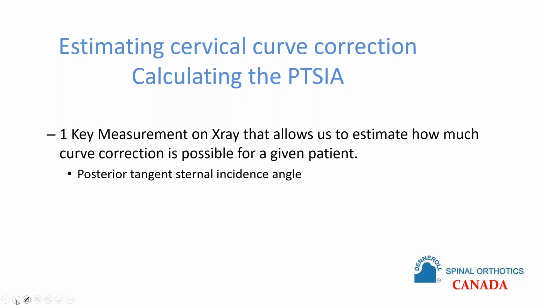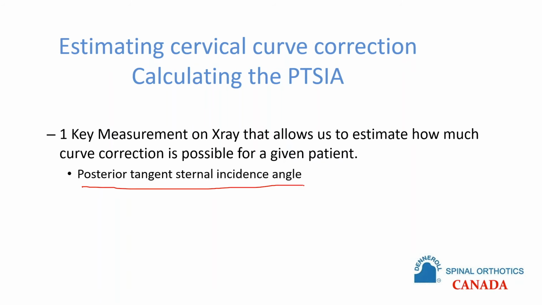Okay. Now, let's talk about estimating some curve. So now we've determined that the patient is a candidate for a cervical Denneroll, right? They've got reduced curve. They've got less than 50 millimeters of anterior head translation. And those values of C7, T1 we'll say are normal or slightly reduced. So we know we've got a good candidate for a cervical Denneroll. Now I want to try and decide how much curve correction is possible for a given patient.